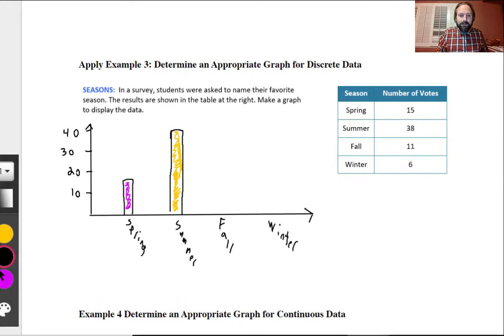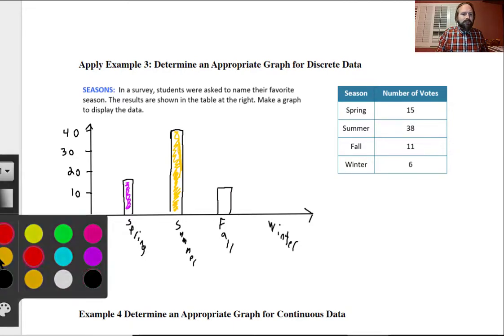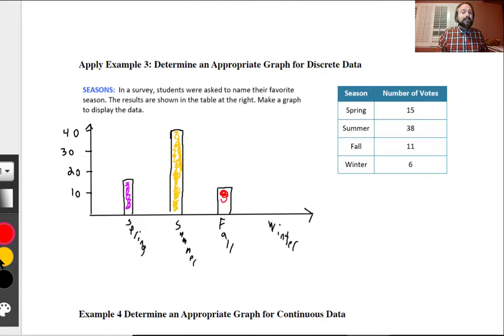Fall is 11, so we're going to go a little bit above 10, so right about there. I'm going to put red. Maybe the leaves are changing colors in the fall right there. And last but not least, we have winter, and in fact the winter sports are not as much as everyone else. So this gives us a visualization. We can see, all right, look, there's a lot more summer sports than spring or fall. And hey, look, winter right here is the least.